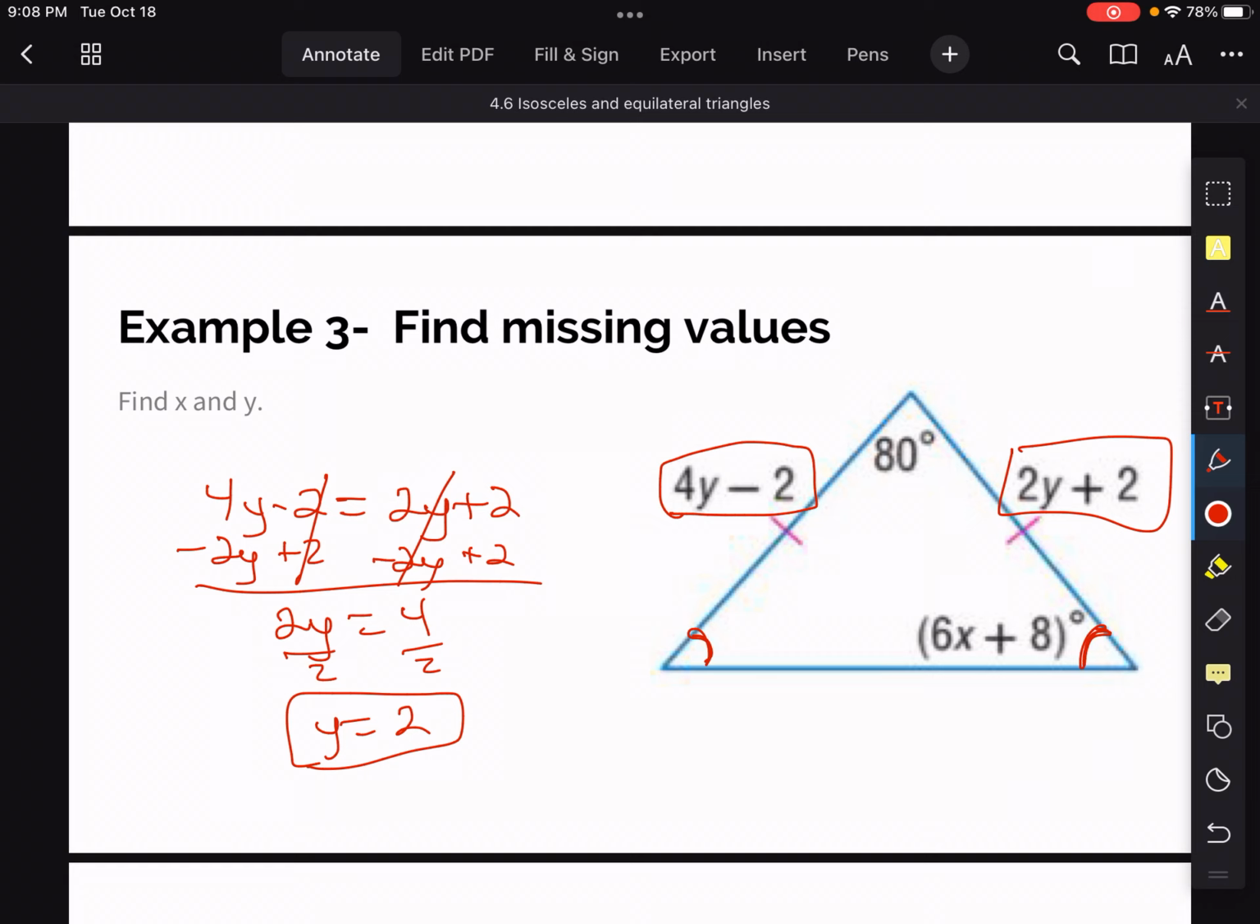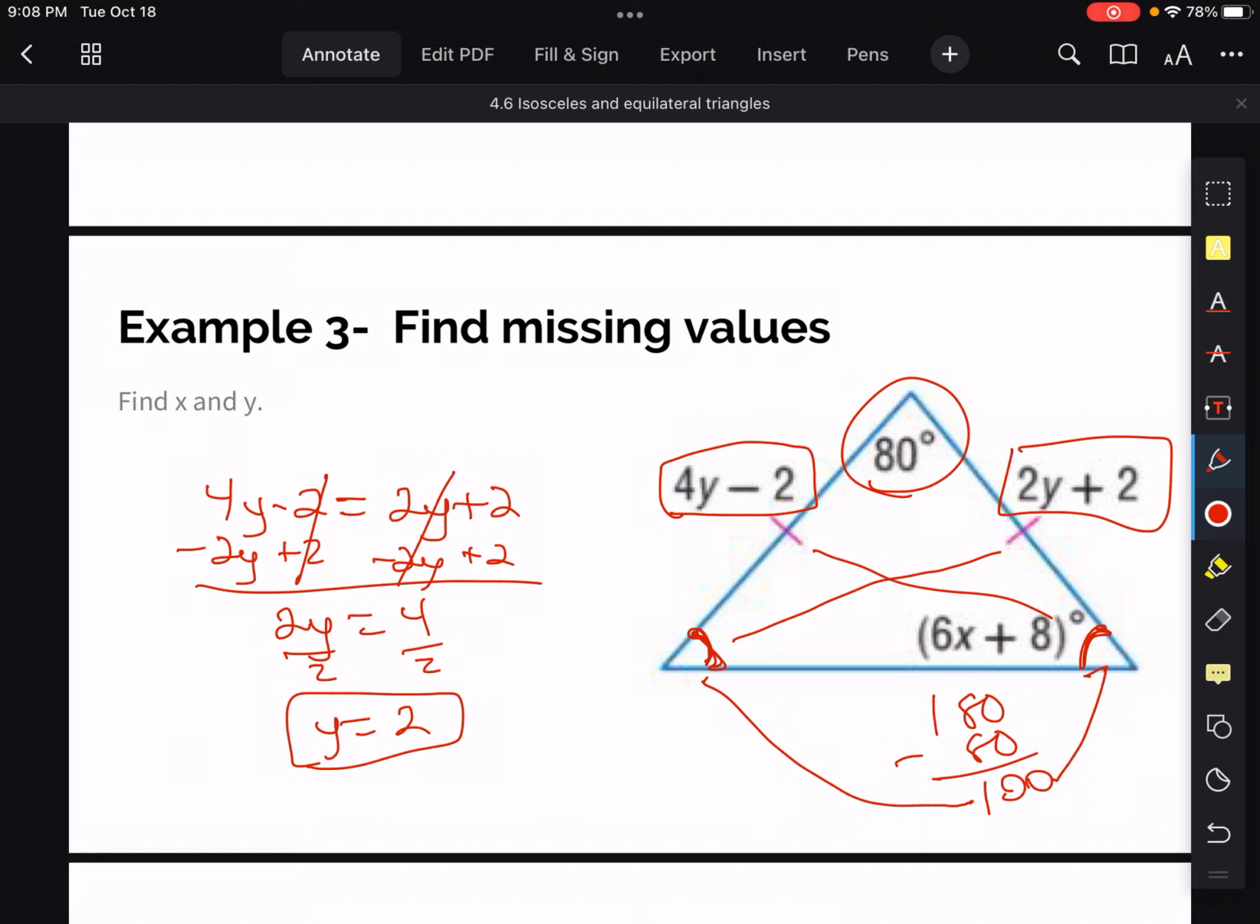And then for the other piece here, we know since this is 80, and there's 180 degrees in a triangle, we know that since this guy is across from this guy, that these have to be congruent angles. So we're going to take 180, we're going to subtract the vertex angle of 80. We have 100 degrees left to work with. We have to split it evenly here between the two pieces. So I know that each angle is worth 50 degrees. So this has to be 50, and this has to be equal to 50.